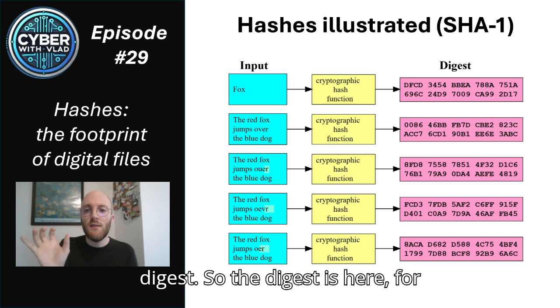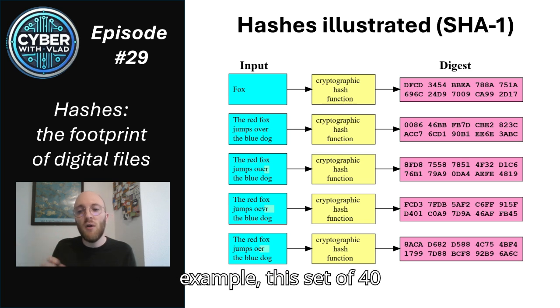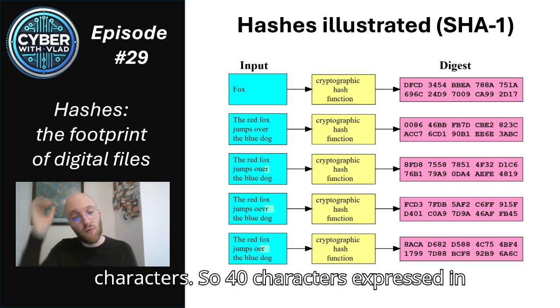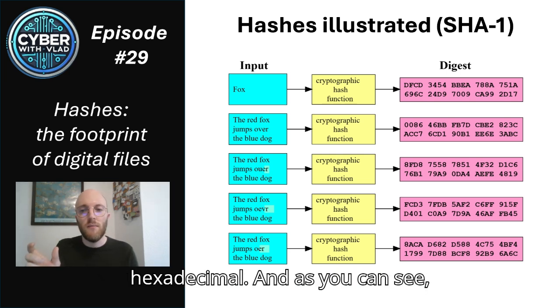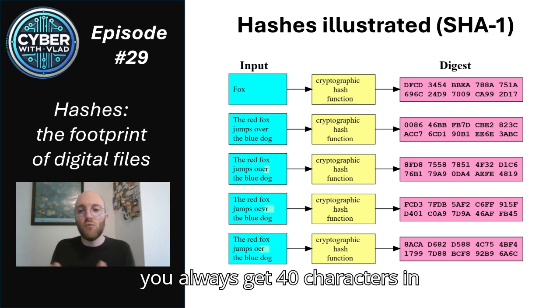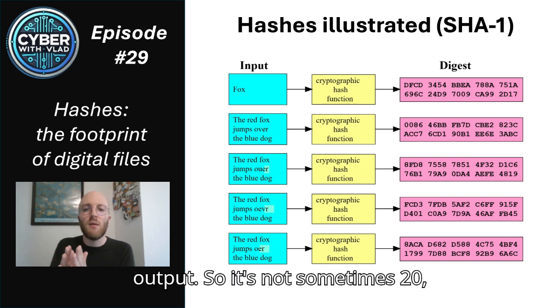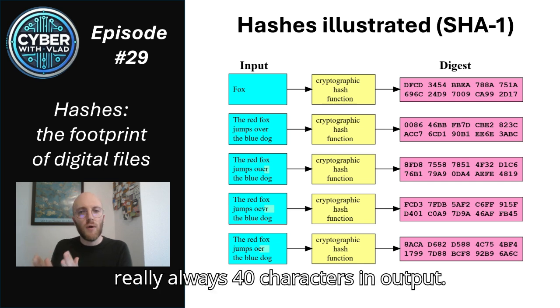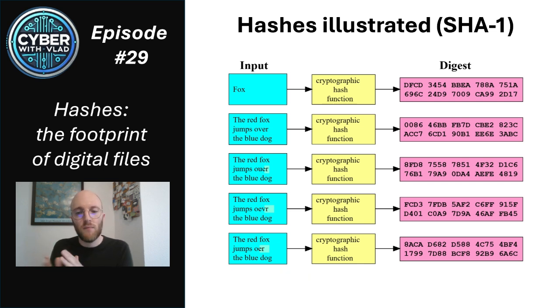So the digest is here, for example, this set of 40 characters. So 40 characters expressed in hexadecimal. And as you can see, regardless of the length of the input, you always get 40 characters in output. So it's not sometimes 20, 25, and up to 40 characters. No, it's really always 40 characters in output.